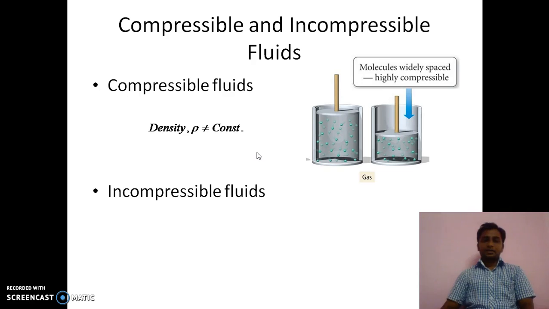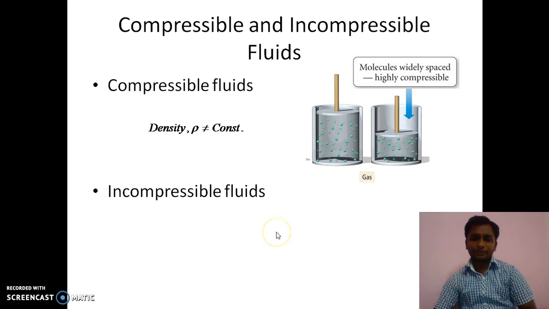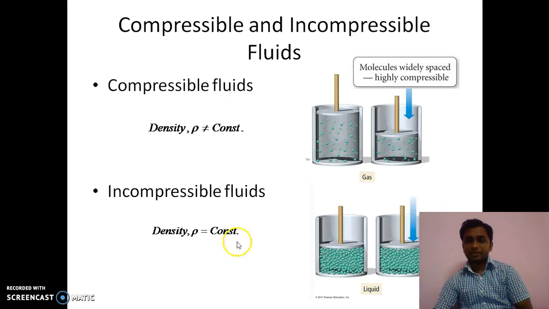The next type of fluids are incompressible, and incompressible fluids are those for which density remains the same. Now let us consider the same condition, the same container. Here we have liquid molecules. On a molecular level, these liquid molecules are very close to each other. There is no chance that they come closer to each other. So when you apply the force, there is no gap present, so there will not be any movement.